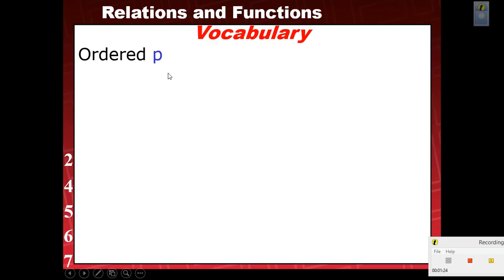It says ordered pairs. What are ordered pairs? They are a coordinate that has two values, an x value and a y value. Copy that. Next term. So that's the first one. Ordered pairs is a coordinate, x and y. Those are the two values.